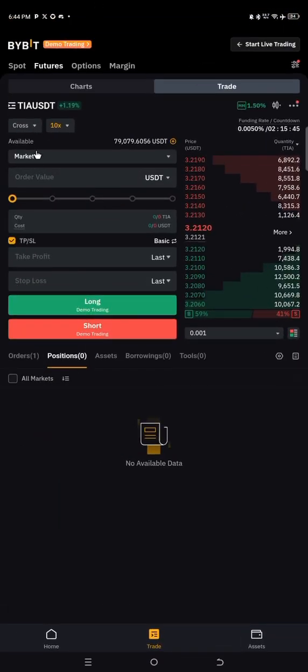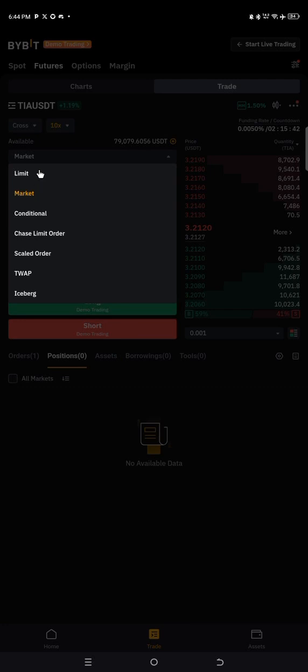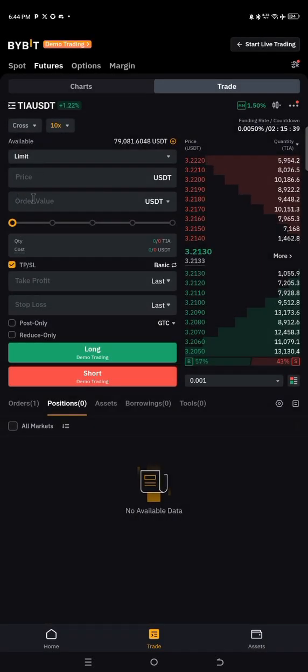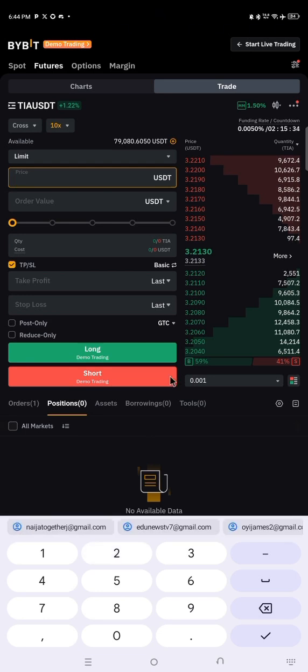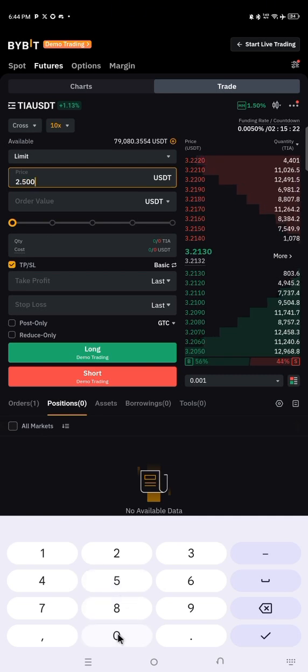So you change from the market order here to limit order. They say we should buy at 2.5. That is, we need to wait. Look at the current price of this particular coin, 3.2. So they say we should wait for the price to come to 2.5 so that it will trigger the buy. You can see there, right?